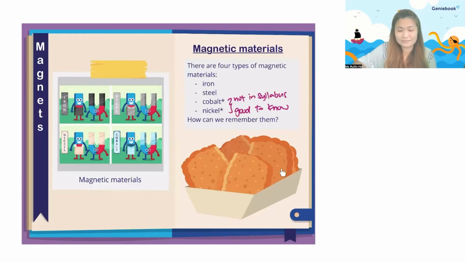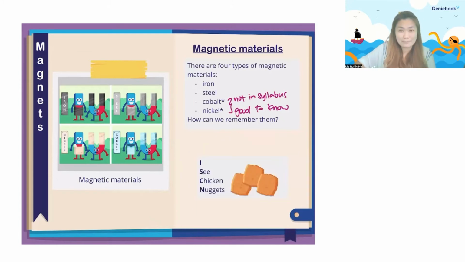What does this thing look like? Chicken. That's one way of remembering them. I see chicken nuggets. I know some of your schools teach it as COINS.